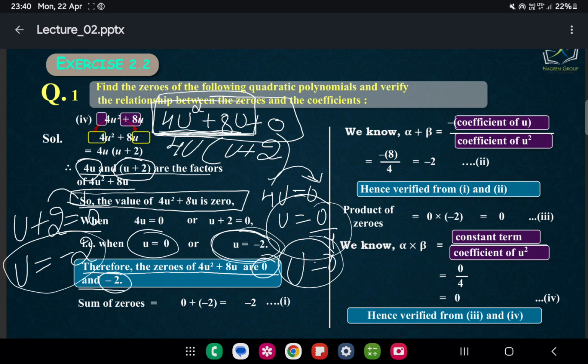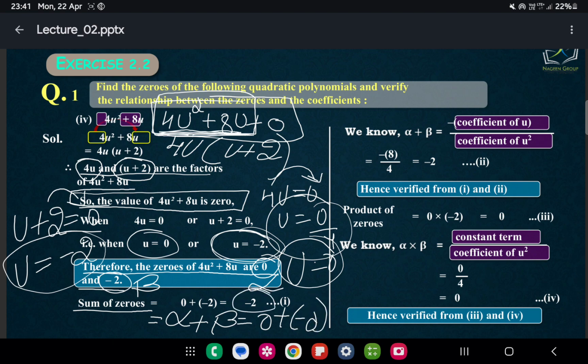So here we will consider that 0 is alpha, minus 2 is beta. So sum of the zeros is equal to alpha plus beta. Alpha is 0 plus beta is minus 2. So we will get the answer minus 2. That we will get through the formula method.